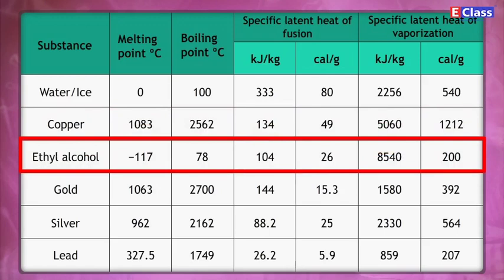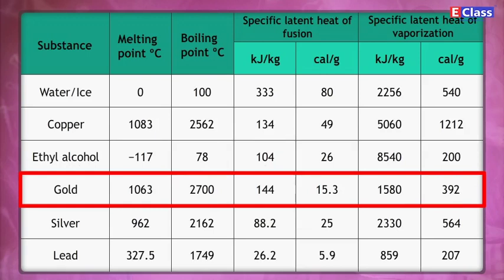Substance: ethyl alcohol. Melting point: -117 degrees Celsius. Boiling point: 78 degrees Celsius. Specific latent heat of fusion: 104 kJ per kg, 26 cal per gram. Specific latent heat of vaporization: 8540 kJ per kg, 200 cal per gram.